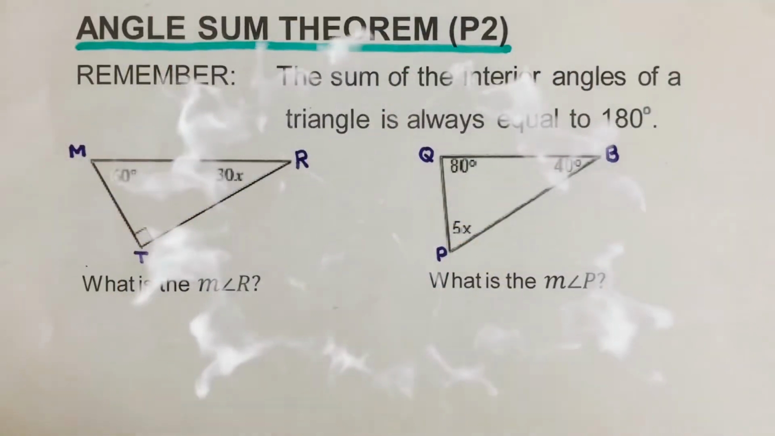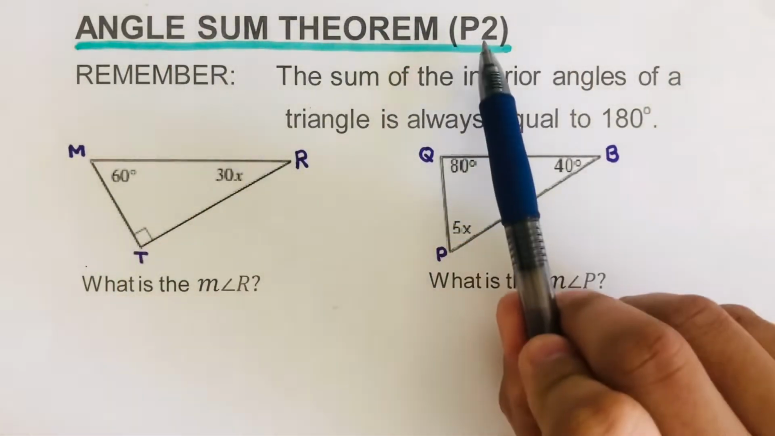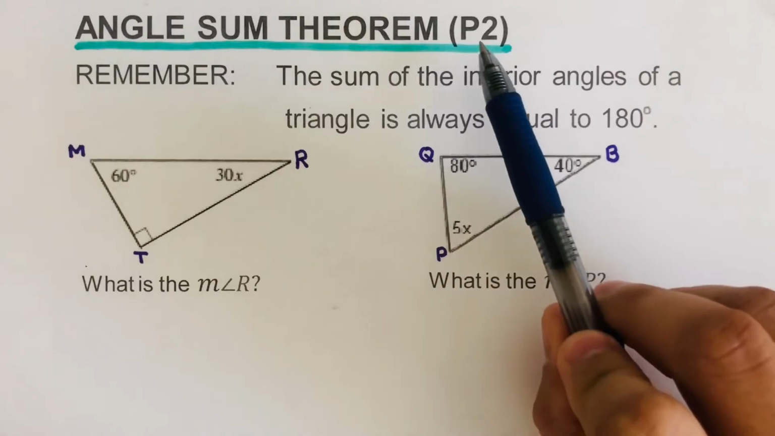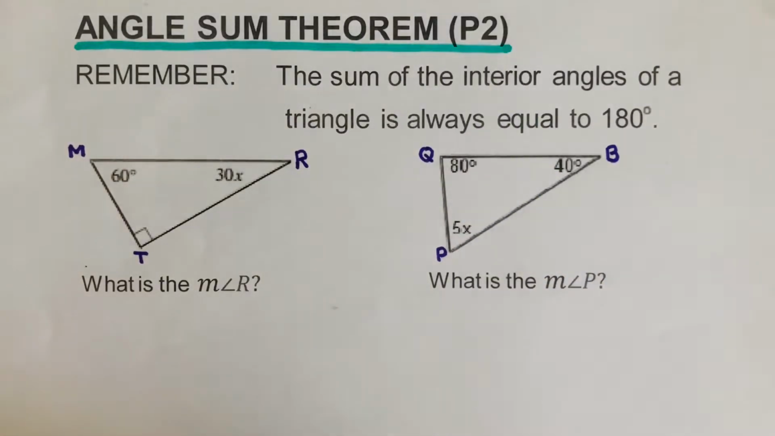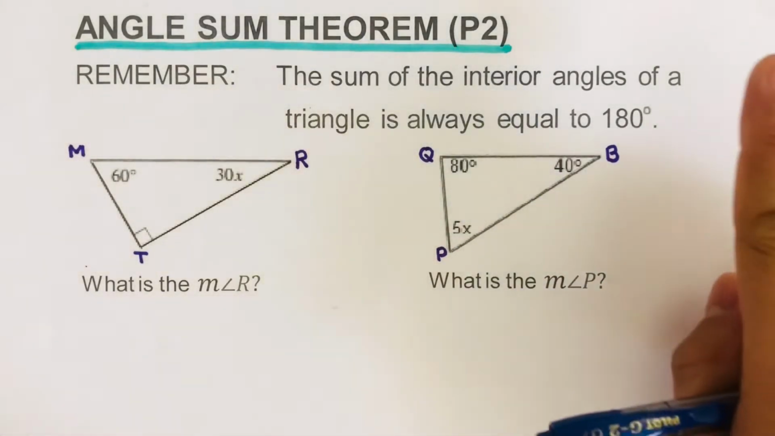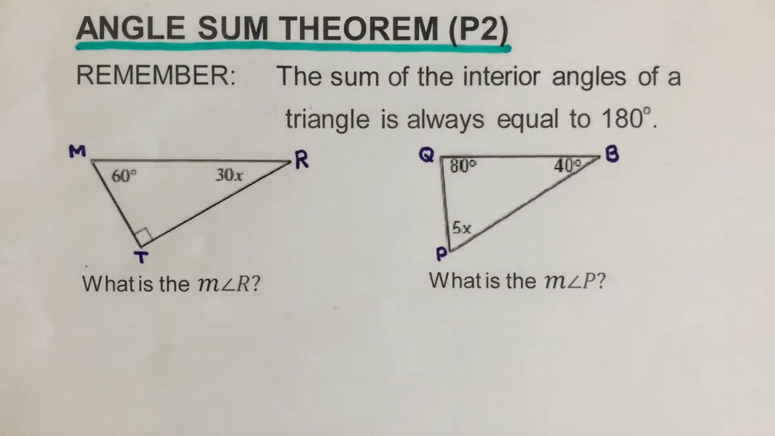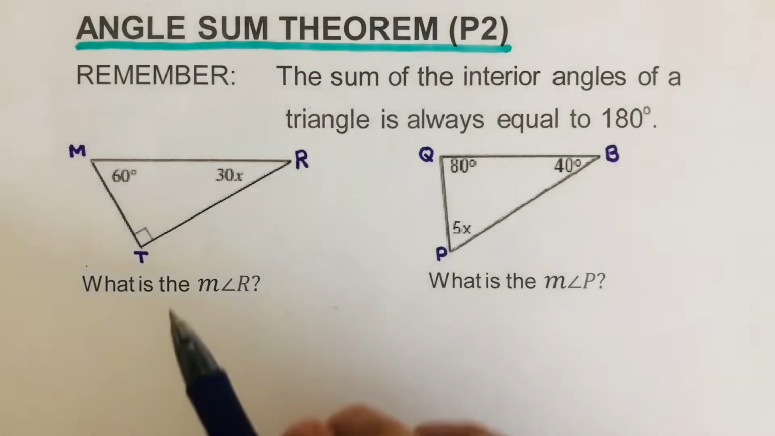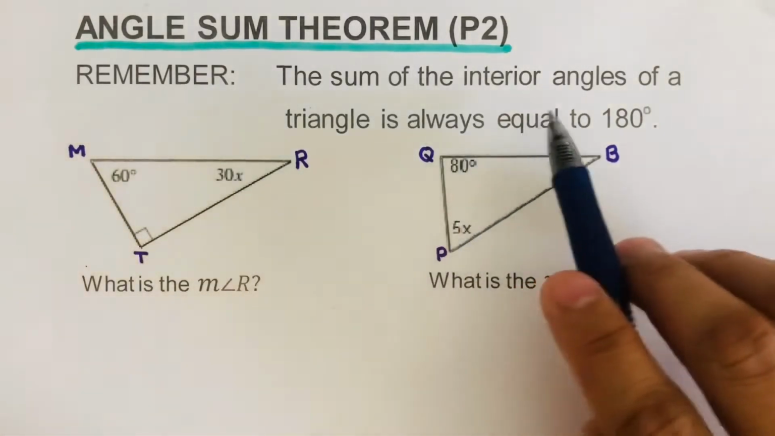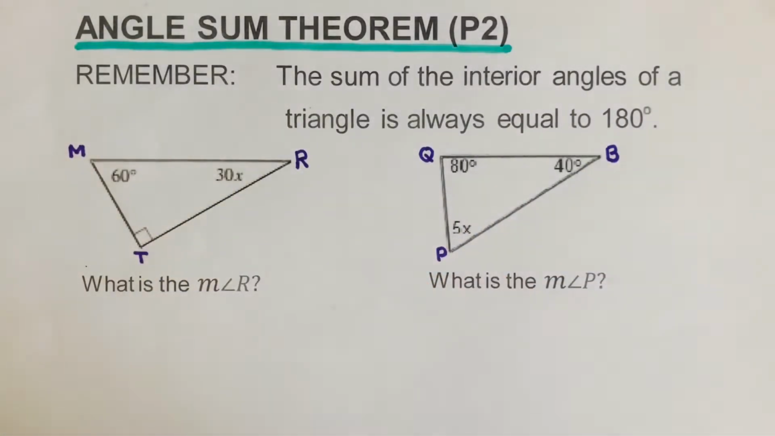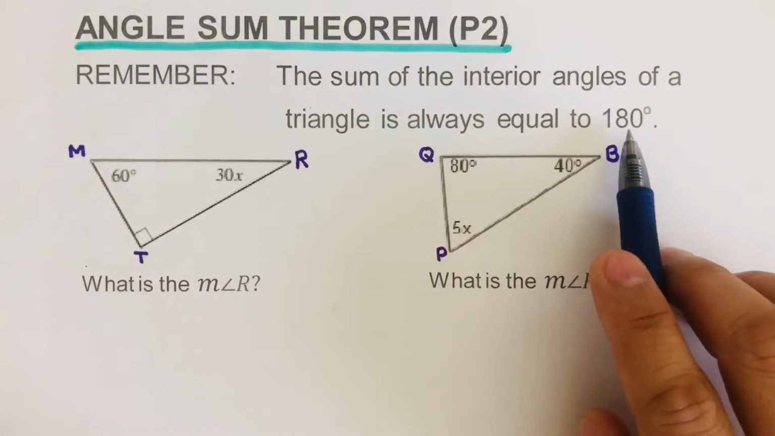Today we're going to have the angle sum theorem. This is the second part. I will put the link of the first part in the description box below, and I will put that up here as well. The angle sum theorem tells us that the sum of the angles inside a triangle, or the interior angles of a triangle, should always be equal to 180 degrees.